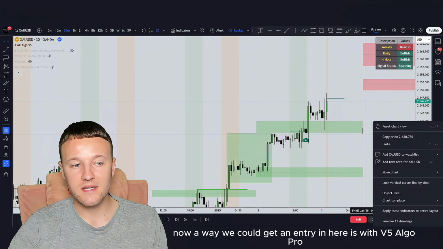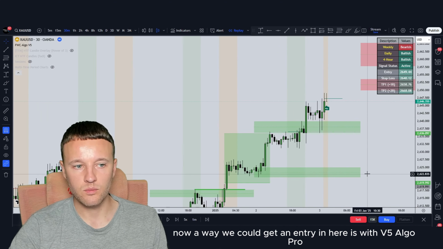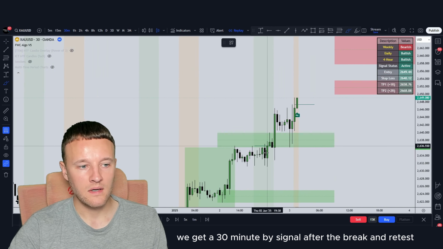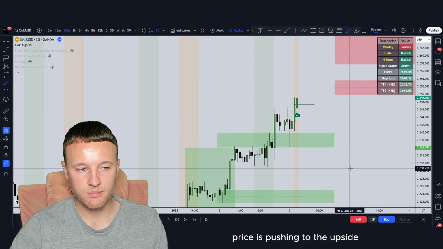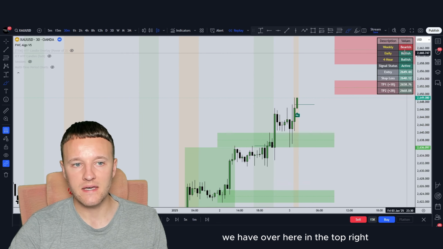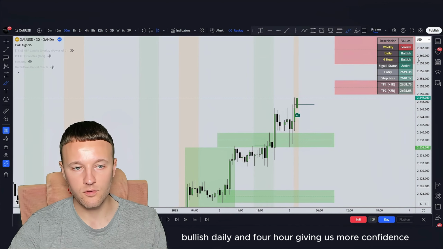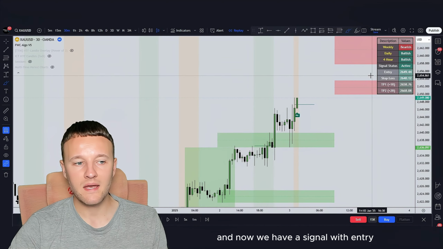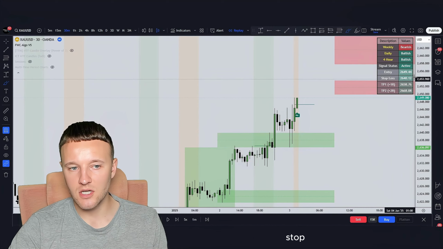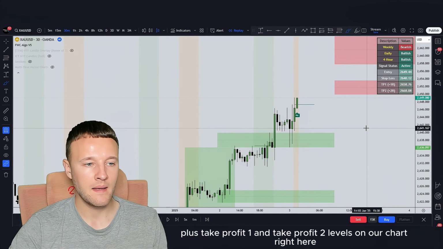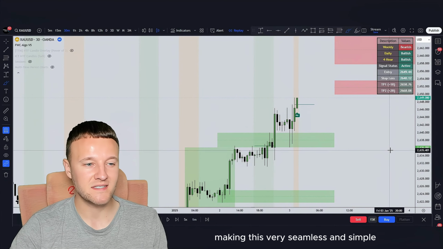Now, a way we could get an entry in here is with V5 Algo Pro. And just like that, we get a 30-minute buy signal after the break and retest. Price is pushing to the upside. We have over here in the top right, 2 of the time frames, bullish, daily and 4-hour, giving us more confluence. And now we have a signal with entry, stop loss, take profit 1 and take profit 2 levels on our chart right here, making this very seamless and simple.